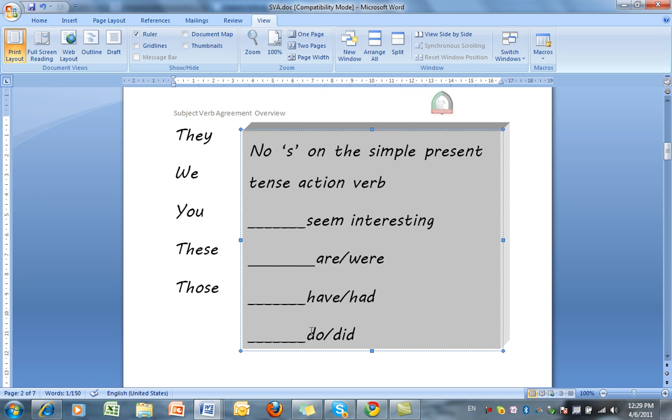We do, or we didn't, or we don't. These are verbs for plural subjects, and these are plural subjects.